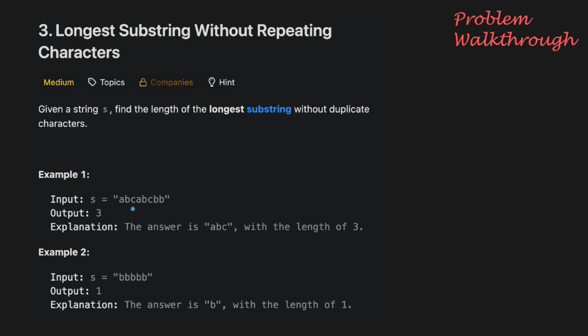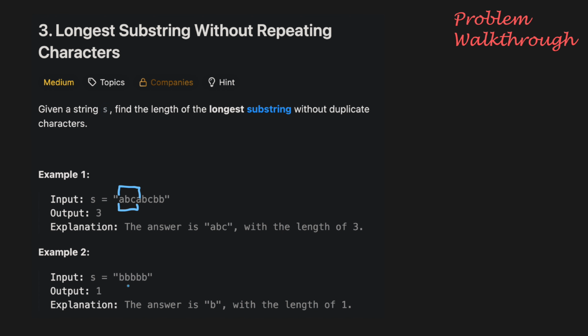For example, here for the given string, one of the longest substrings with no repeating character will be ABC, and if we try to increase the length and take the substring like ABCA, then A becomes duplicate. So this substring is invalid. Therefore, the longest substring we can form is ABC, and we simply return its length, which is 3.